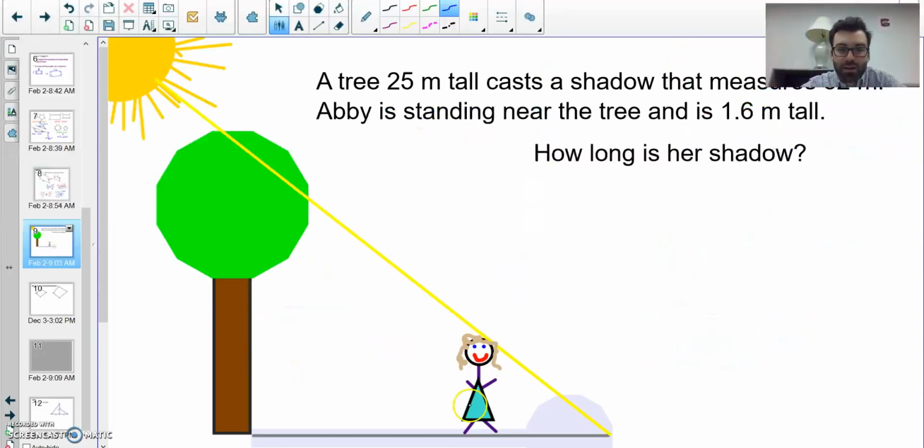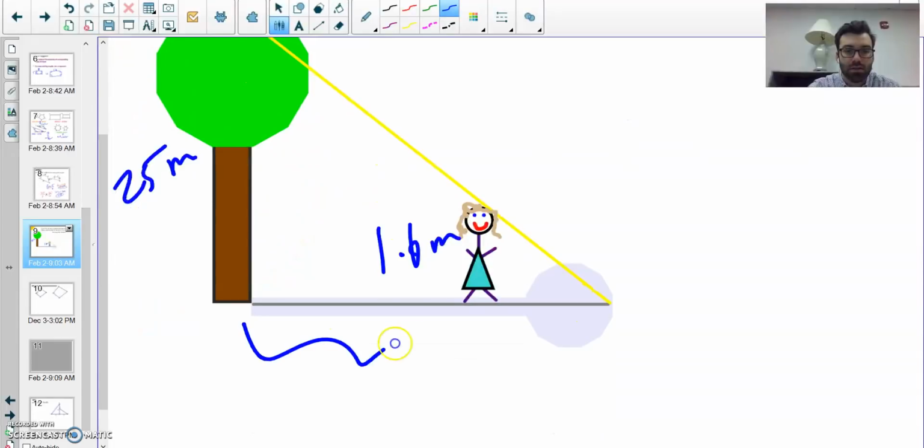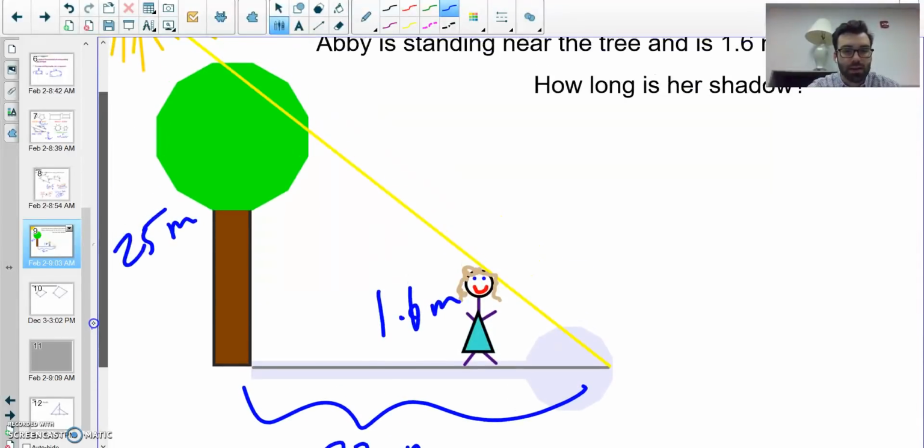So I got this girl, Abby, standing next to this tree. When you ask yourself, oh, Mr. McCorney, when am I going to need this? Well, you could do this at home. You could say, I'm standing next to a tree that's 25 meters tall. How would I know that? Well, you could just go and measure it or ask someone. She's standing by the tree and she's 1.6 meters tall. The shadow the tree casts is 32 meters. How long is Abby's shadow?